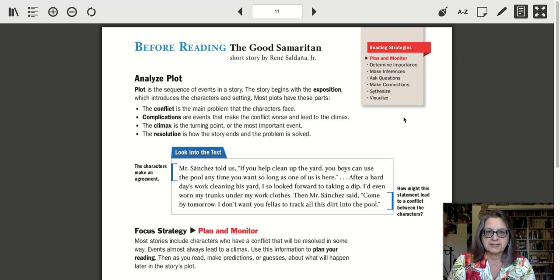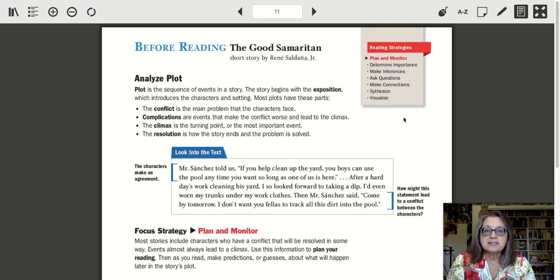Not talking about necessarily time of day, it's letting you know, is it a modern story? So it's not just specific to hours and seasons. It tells you a little bit more than that. Now, every story, every plot has the exposition. It also has a conflict, which is the main problem that the characters face. There are complications, which are events that make the conflict worse and lead to the climax. Complications in a story also make it more interesting.